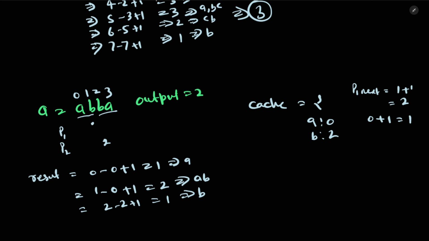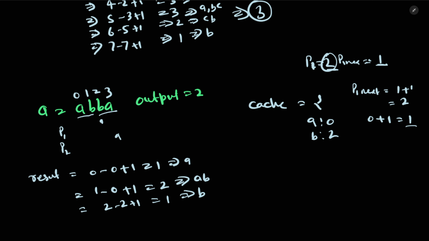Whenever we create a next position of p1, we need to make sure that this is not less than what p1 previously had. So in that case we will ignore it. Previously p1 was at 2, and p1 next is 1. So p1 is greater than p1 next, so we will not move p1 anywhere. In that case p1 will be here only, and p2 will move to this one, a.